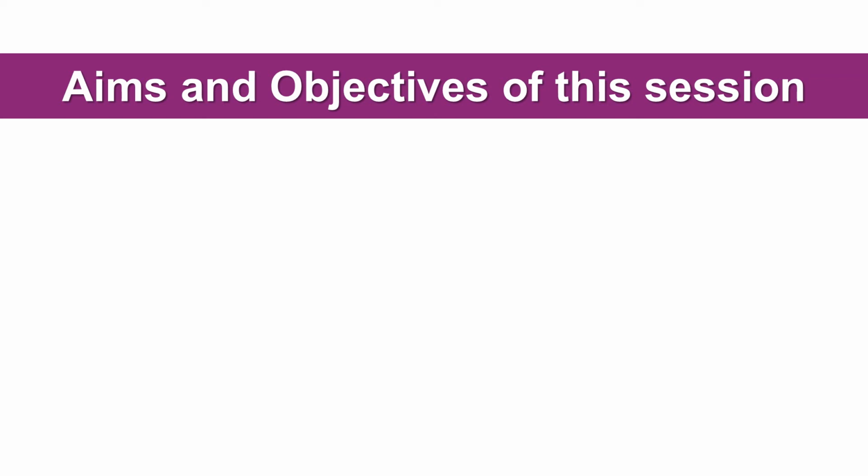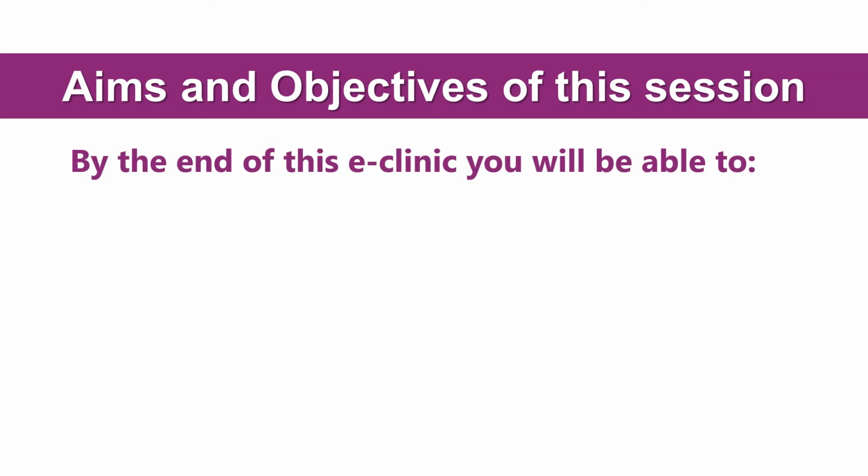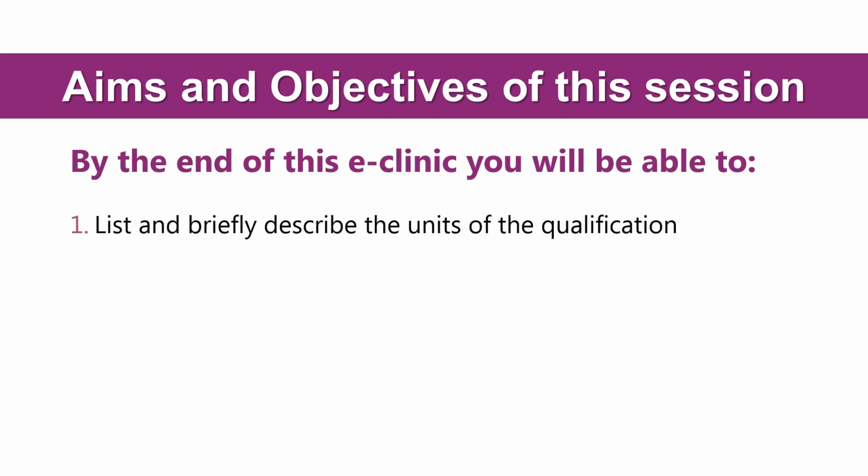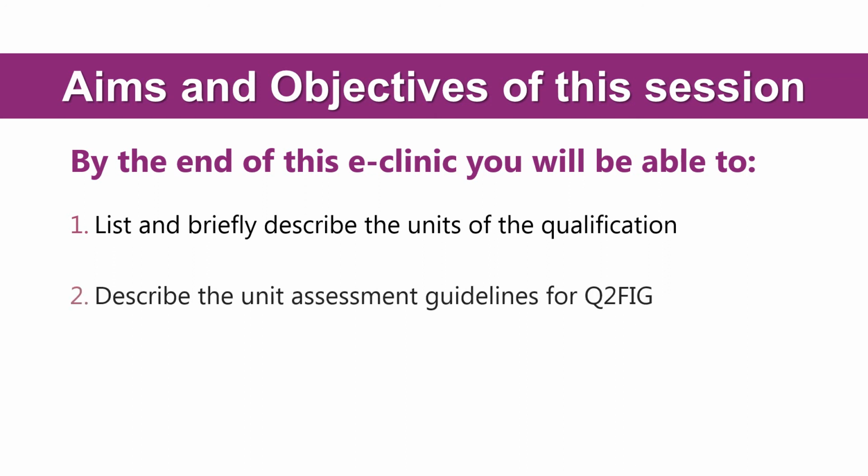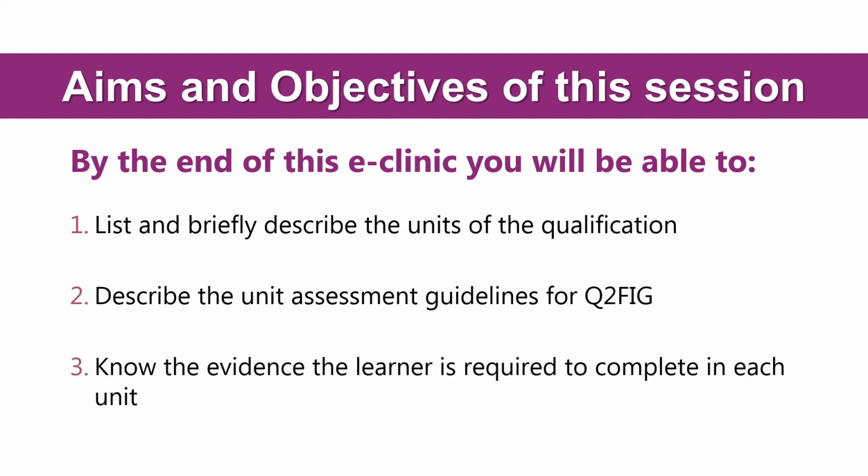Okay, well done. So now we're just going to have a look at the aims and objectives that we set out to originally achieve within this e-clinic. So hopefully now, by the end of this e-clinic, you'll be able to list and briefly describe the units of the qualification. You'll hopefully be able to describe the unit assessment guidelines for this qualification. And you'll also know the evidence the learner is required to complete within each unit.